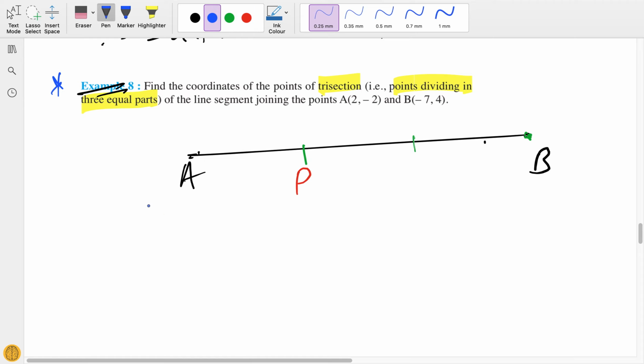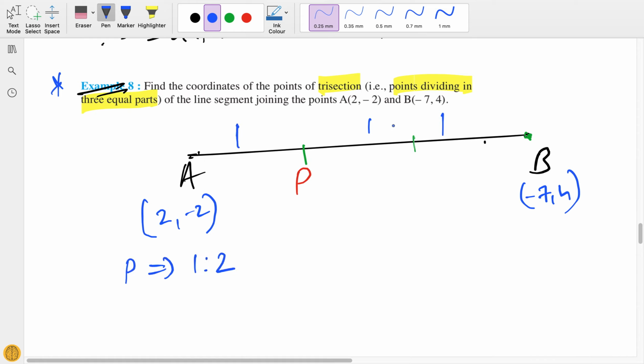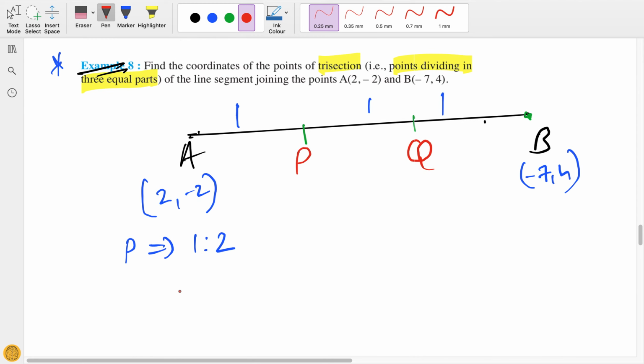Let me write the coordinates of the point A. A is 2 comma minus 2 and B is minus 7 comma 4. Do you know the ratio in which this point P divides the line AB? Because this is 1, this is 1, this is 1. So point P divides this line in the ratio 1 is to 2. So this is 1 and this is 1 plus 1, 2. Okay? Did you guys get it? And point Q divides the line AB in which ratio? 2 is to 1. Do let me know if you don't get it.